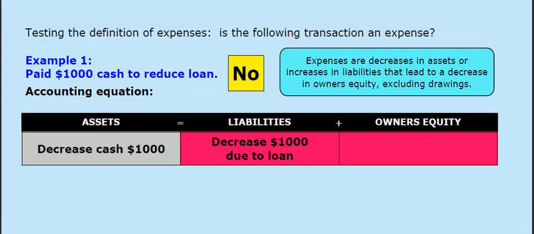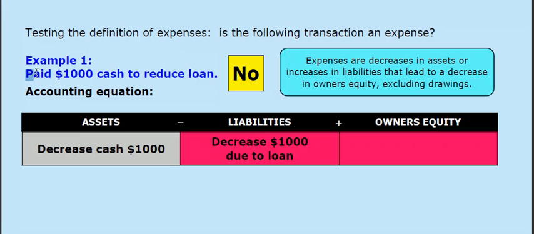We're going to test our definition of expenses. We're going to look at a variety of transactions and see whether or not they meet the definition of an expense. And just to recall, an expense or expenses are decreases in assets or increases in liabilities that lead to a decrease in owner's equity excluding drawings. That's the full definition of an expense.